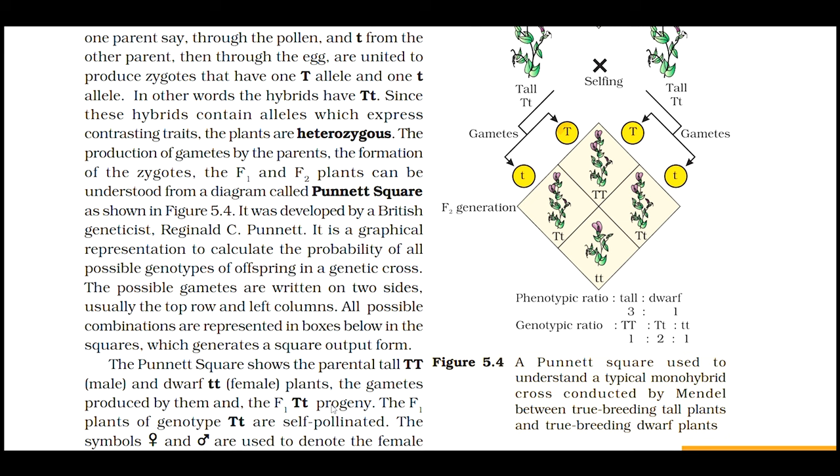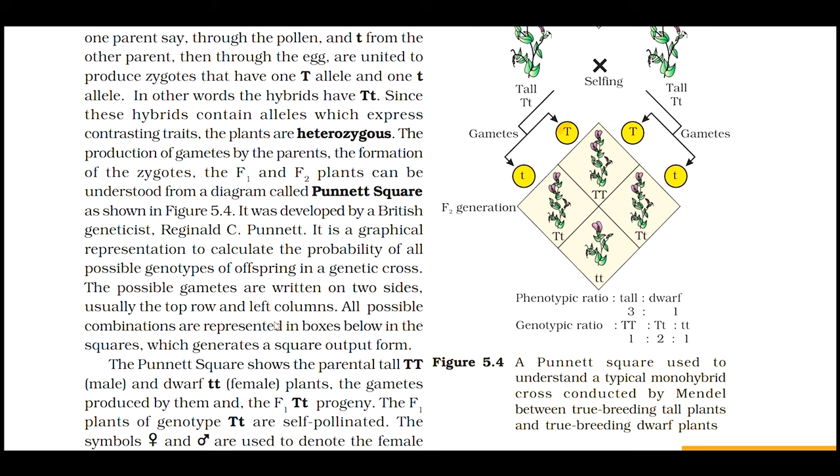The production of gametes by the parents, the formation of the zygotes, the F1 and F2 plants can be understood from a diagram called Punnett square, as shown in figure 5.4. It was developed by a British geneticist, Reginald C. Punnett. It is a graphical representation to calculate the probability of all possible genotypes of offspring in a genetic cross. The possible gametes are written on two sides, usually the top row and left columns. All possible combinations are represented in boxes below in the squares, which generate a square output form.